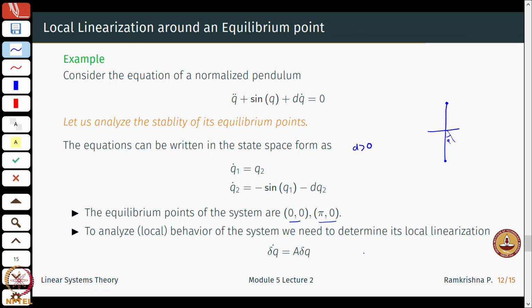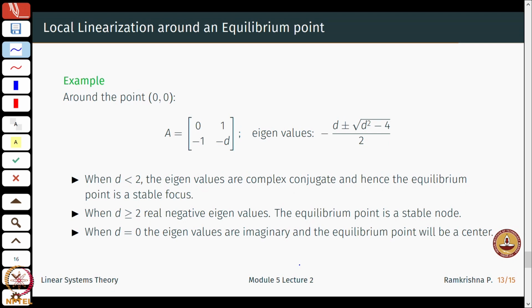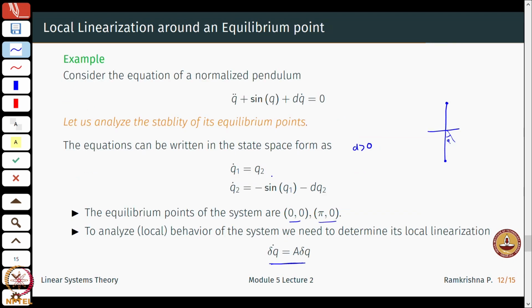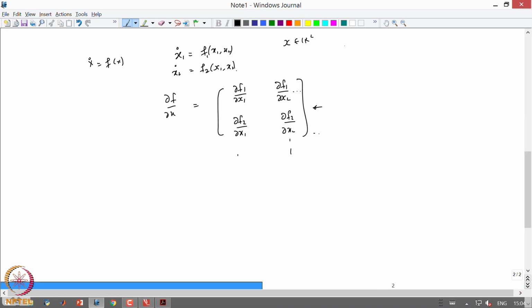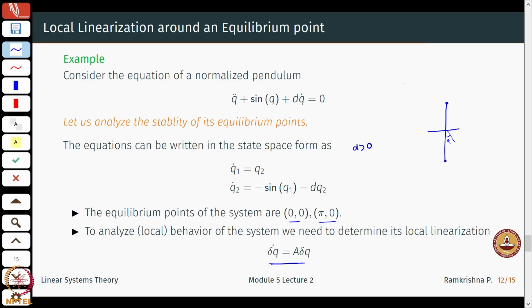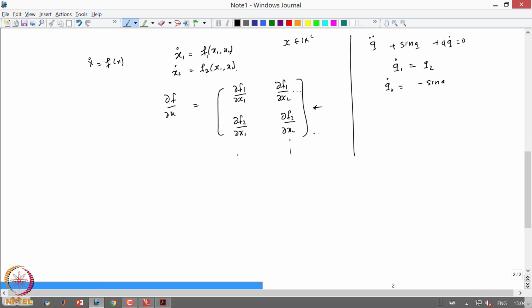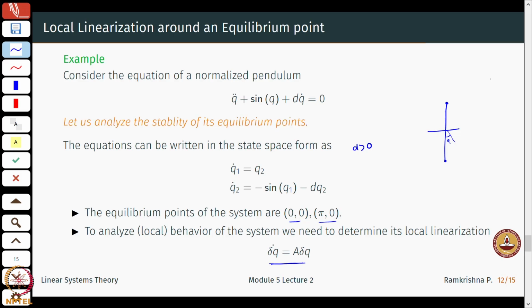To analyze the local behavior, we first look at its local linearization, that is, I look at the equations in terms of delta q dot is A times delta q. So, I just do the linearization of this. I will quickly run you through this. The equations were q double dot plus sin q plus d times q dot is 0, or if I write it in first order differential equations, q1 dot is q2, q2 dot is minus sin q1 minus d times q2. Okay, so that is what is here.